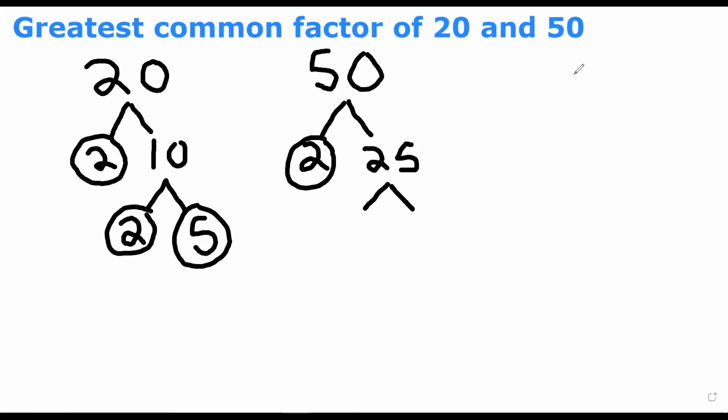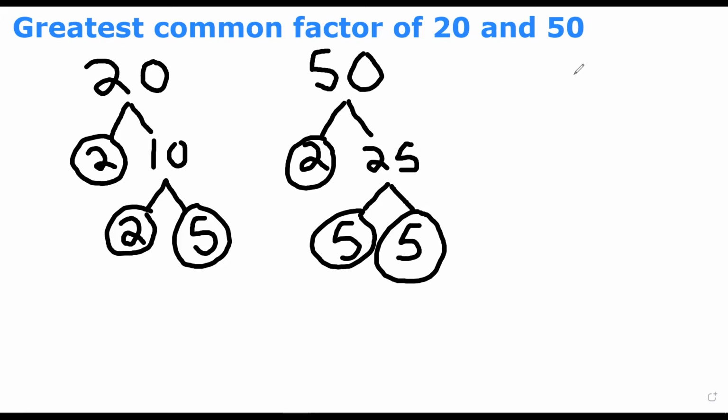Now 25 can't be divided by 2, so we have to think of something different this time. What factor pairs can you think of for the number 25? The factor pair of 25 is 5 times 5. Again, we are left with 2 prime numbers here, so we can circle them both. And now we have successfully completed the prime factorization for the number 50 as well.